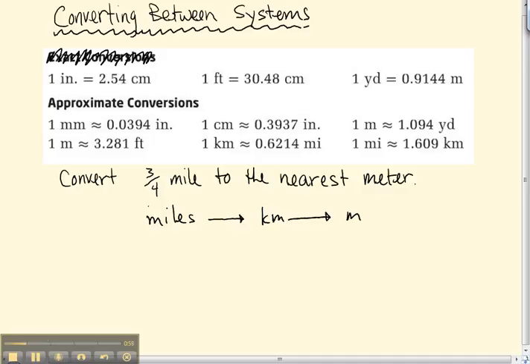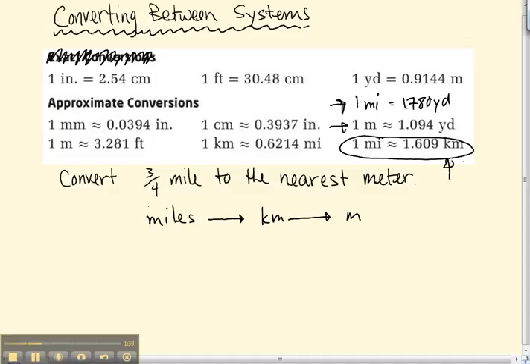First thing we notice is that there is no direct conversion from miles to meters. We're going to have to convert to kilometers first, and I do that using this conversion there. The other option is you could convert miles into yards, because you know that 1 mile equals 1,760 yards, and then use this measurement there to go from yards to meters. Either one of those is going to work. So pick whatever one you want, however you see it, that you can get there. That's all you need. I'm going to do the first one though.